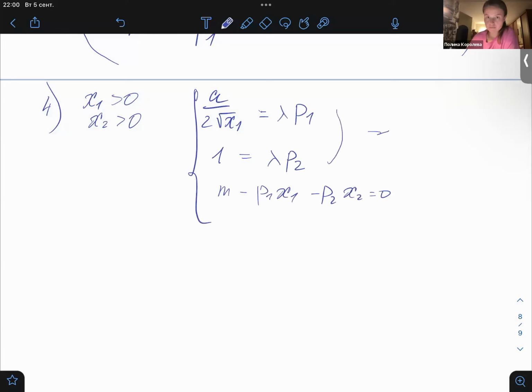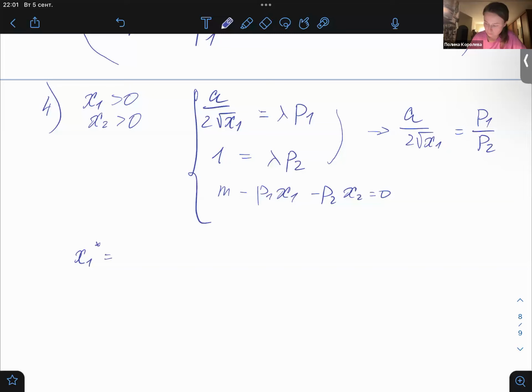So from here, we can divide them, and a over 2 square root of x1 will be equal to p1 over p2. As you see, it is like marginal rate of substitution equals the price ratio, as always. And also we have the budget constraint. So we put this condition into the budget constraint, and we will find our amount of goods.